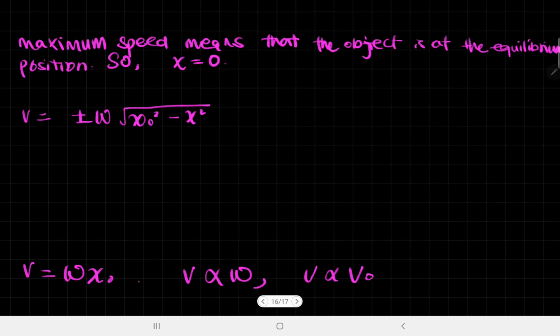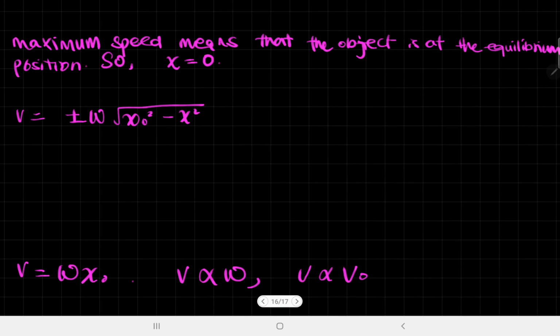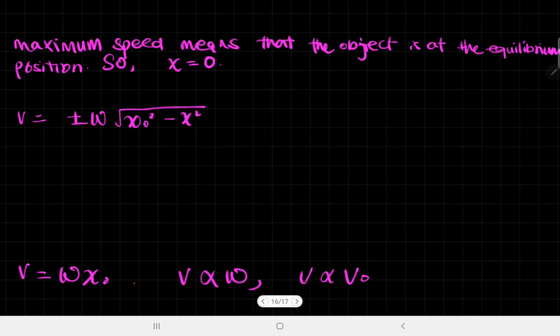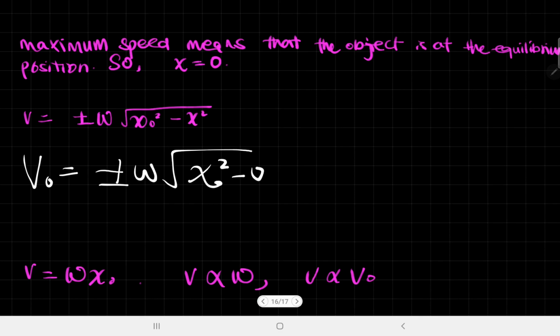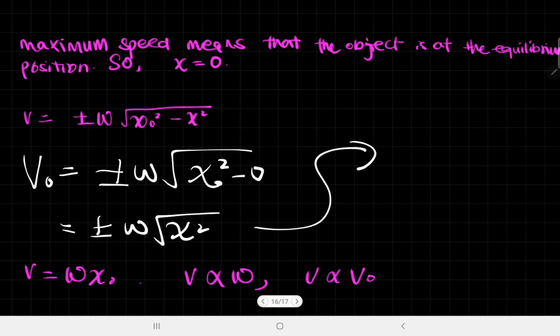Okay, so this is the final bit. The maximum speed means that the object is at the equilibrium position. So that means that the displacement from the equilibrium position is obviously going to be 0. So using the previous equation that we got, which is plus minus omega times the square root of this, we know that at the maximum velocity, which is v0, the displacement is going to be 0, which means it's going to be plus minus omega times x0 squared minus 0, which basically just leaves us with omega squared, which basically leaves us with v0 is omega x0. Oh, sorry, forgot to put a 0 here. This means that's the maximum displacement.